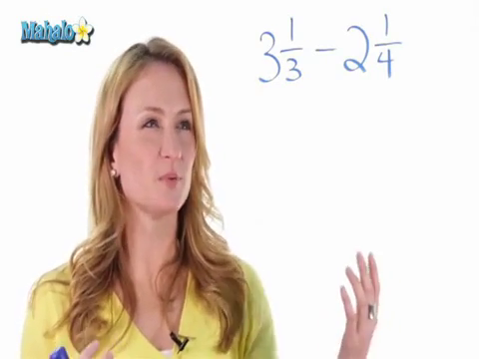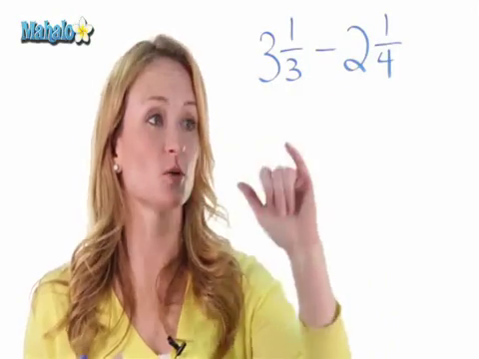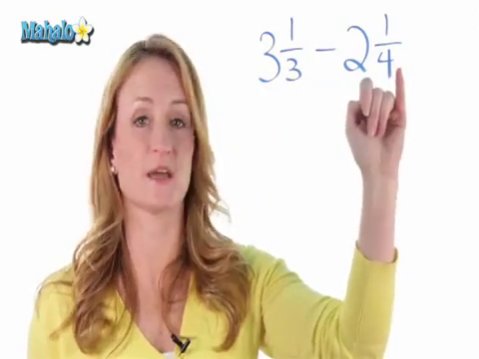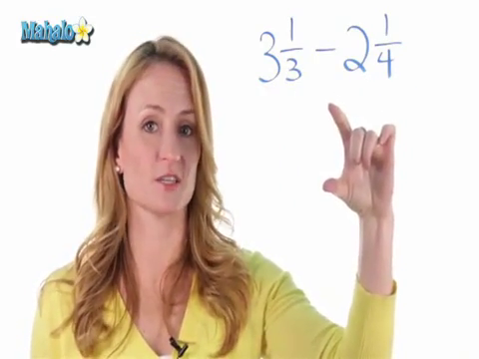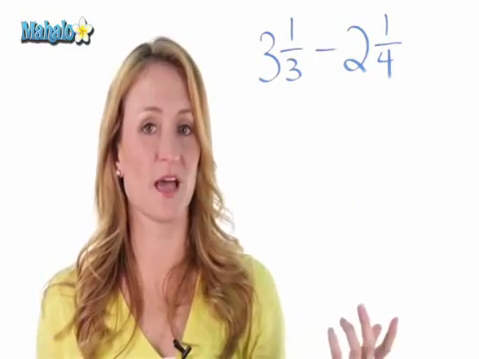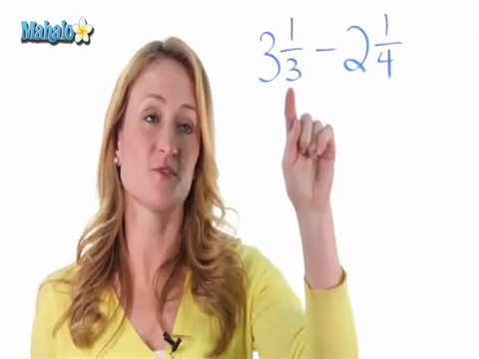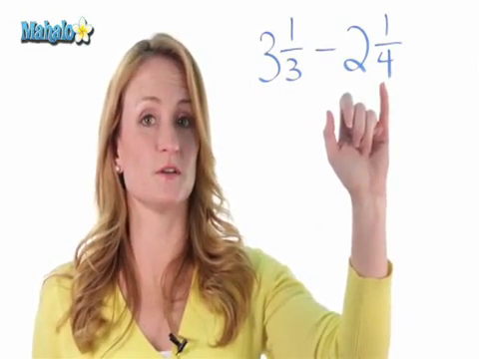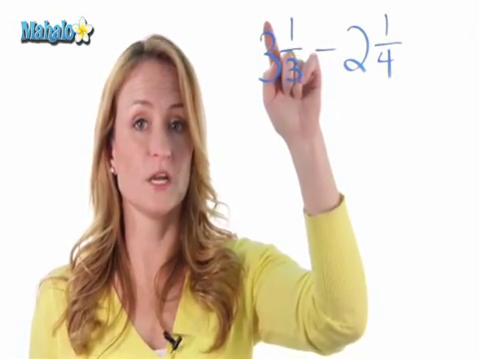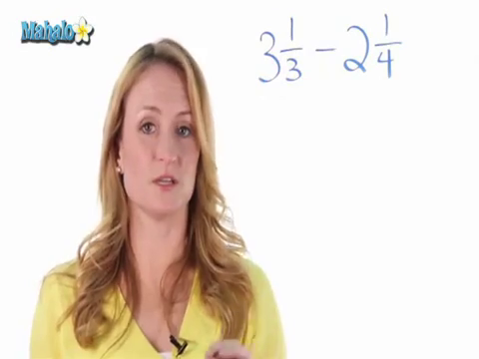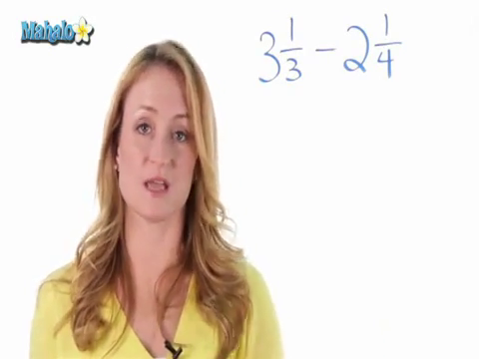For example, some people think that you can just do 3 minus 2 and get 1, and then do 1/3 minus 1/4 and get whatever that fraction is. Now, in this problem, something like that would work, but it won't work every single time. Because if this fraction is smaller than this one, you'll have to borrow from that whole number. So here's a way you can do it, and you do every problem the exact same way, and you're guaranteed to get it right.